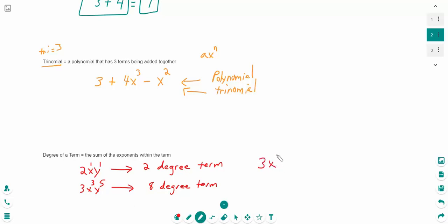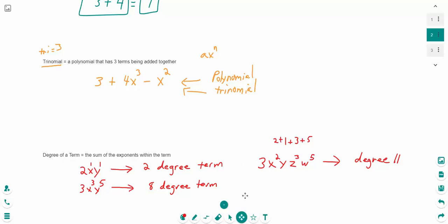How about a 3? What would the degree of this term be? Well, hopefully you looked at it and said this is of degree 11, because I have a 2 plus, don't forget this 1 that's invisible here, plus this 3, and then plus the 5. That's 3, 6, 11. So that would be an 11-degree term, or of degree 11. All right, so that is how you find the degree of a term.